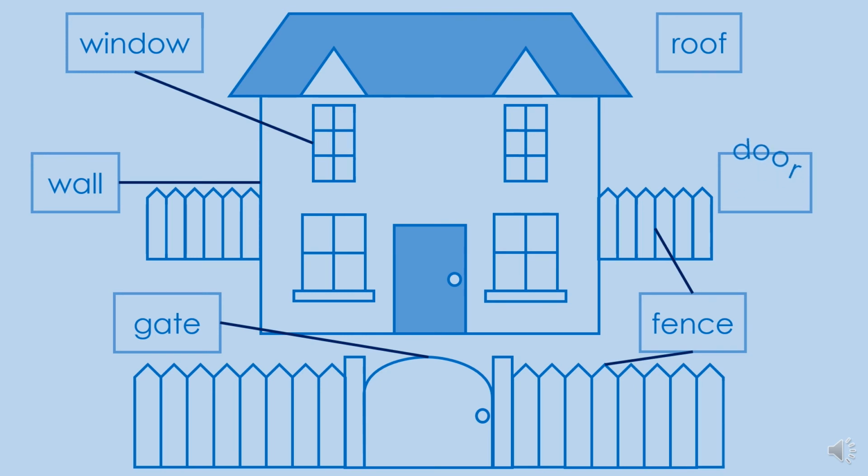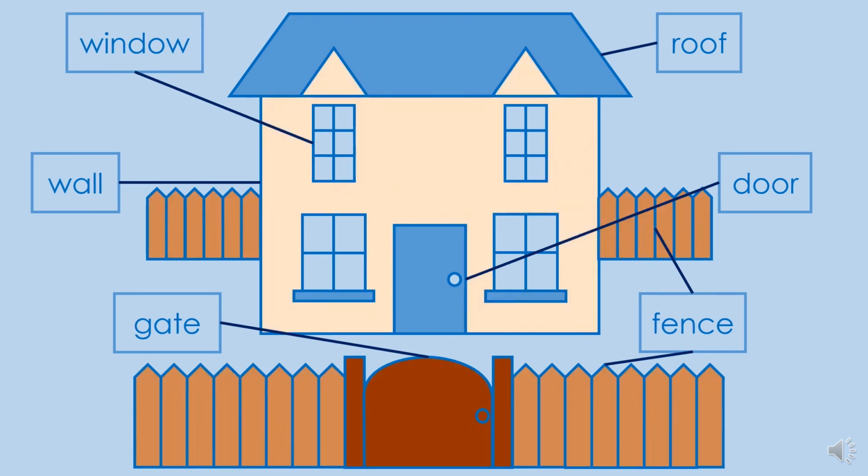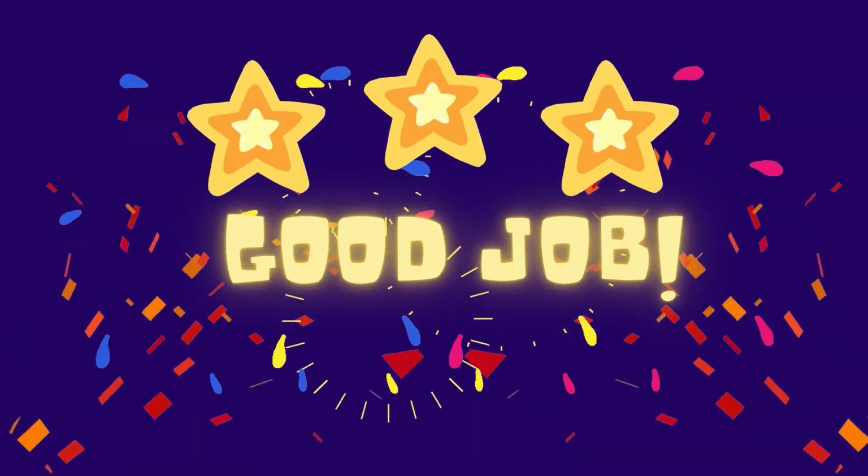Next, door. Where is the door? Very good. Let's draw a line to the door. And the last one is roof. Where is the roof? It's above the house. Very good. Let's draw a line to the roof. Then, let's color the house. Good job, kids!